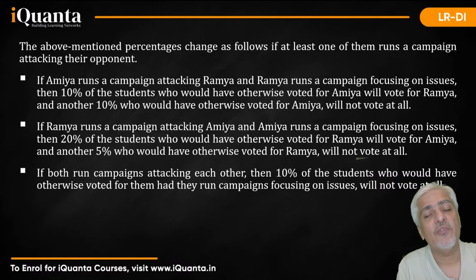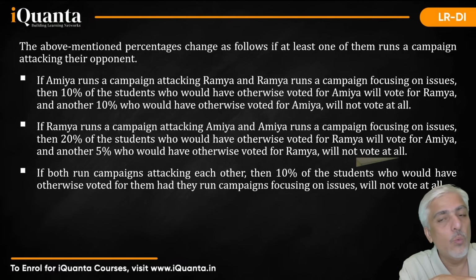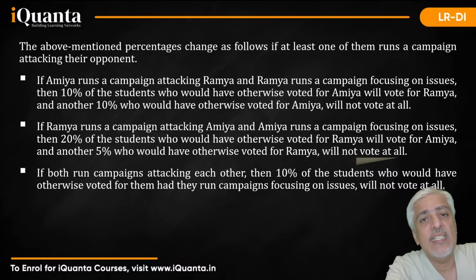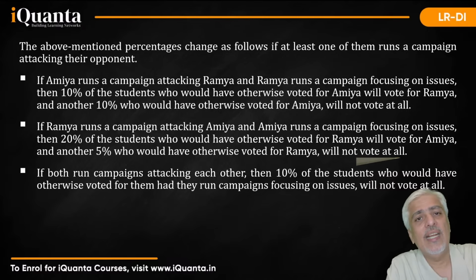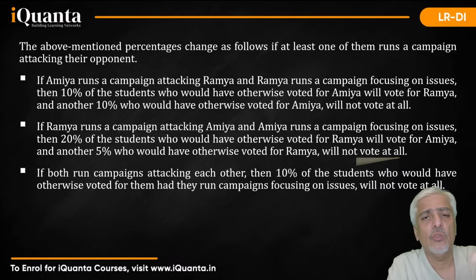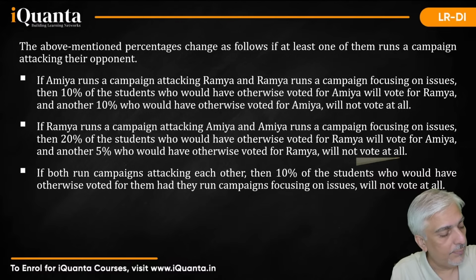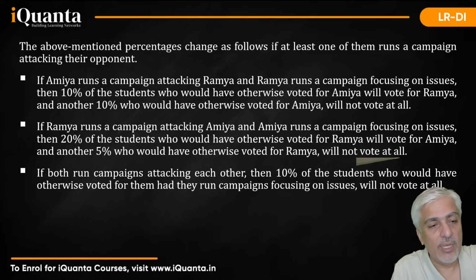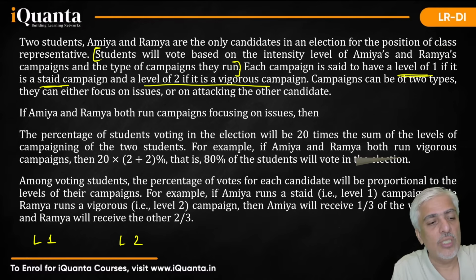So there are two types of campaigns they can run. One is when they are focusing on issues. What do they mean by focusing on issues? They are talking about problems in the college and so on. And second is that they are attacking the opposite party, saying that the opposite party is not doing well, hence you all should vote for me. Okay, so let's go through this part.